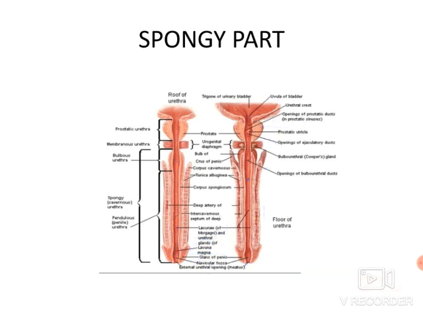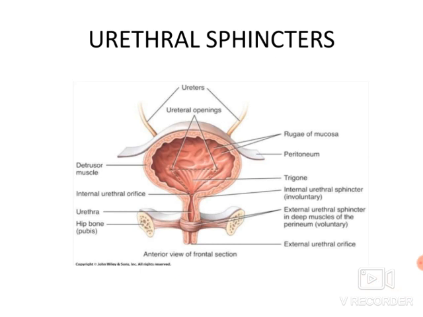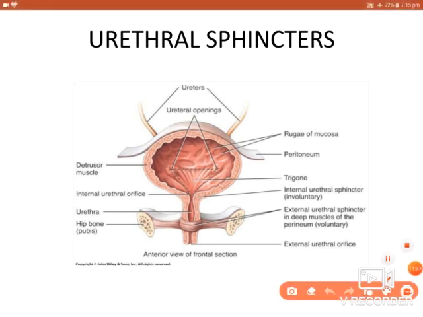That's about the spongy part. Then here you can see the urethral spindles. Here it relates to the neck of the bladder. Here you can see the neck of the bladder. The longitudinal layer of the urinary bladder muscle, the detrusor muscle, forms this internal urethral sphincter. Here there is the internal urethral sphincter.